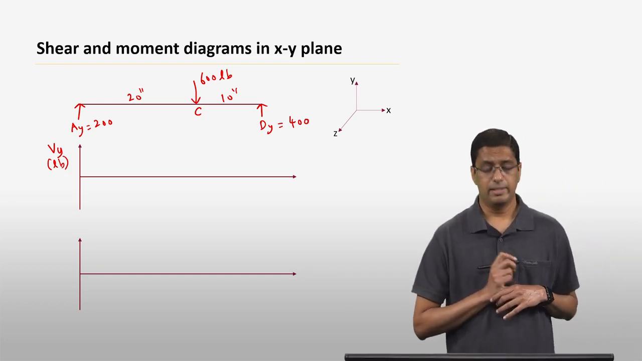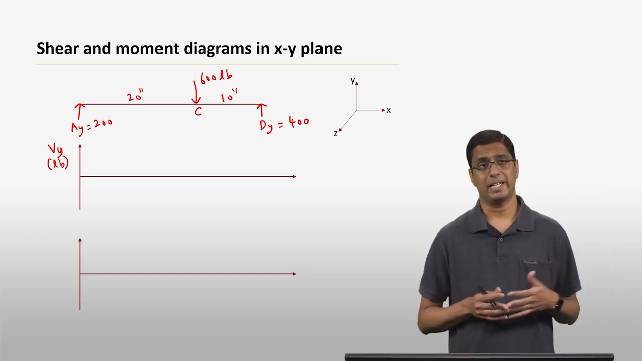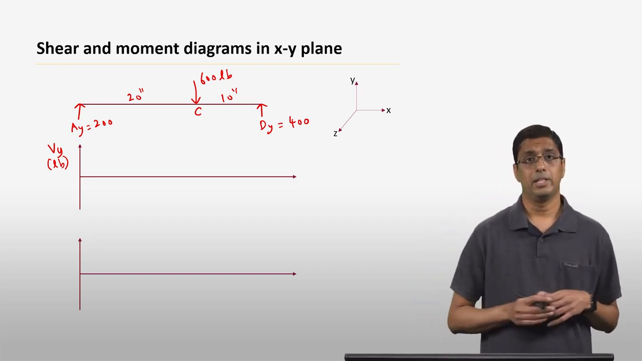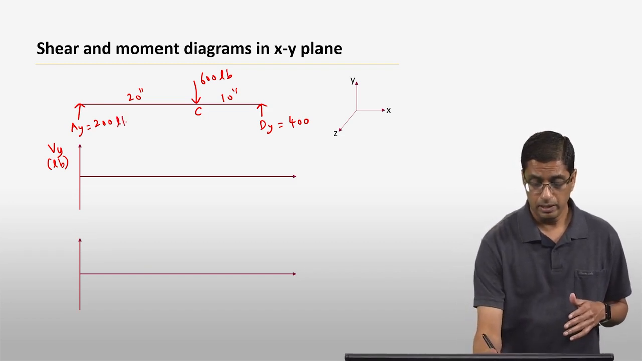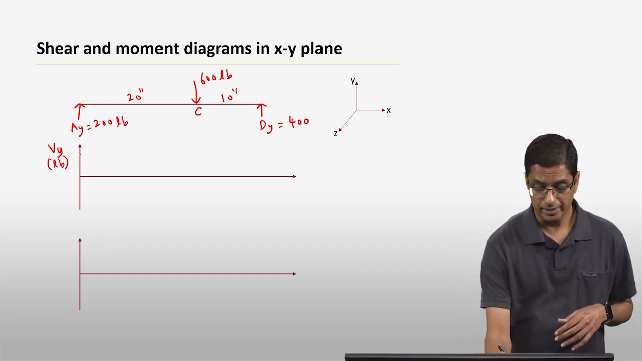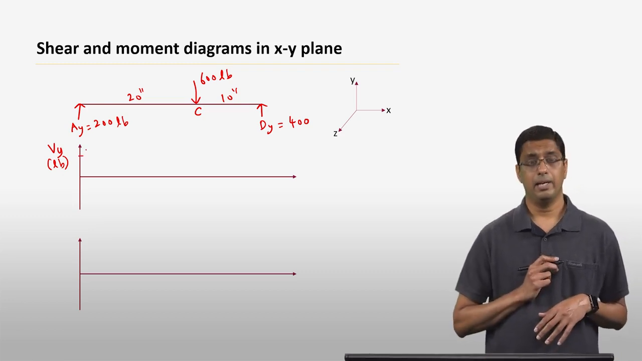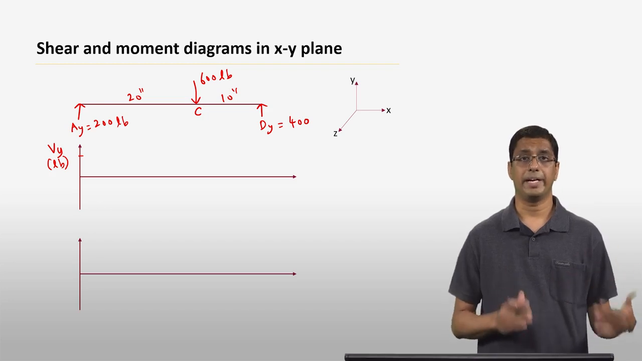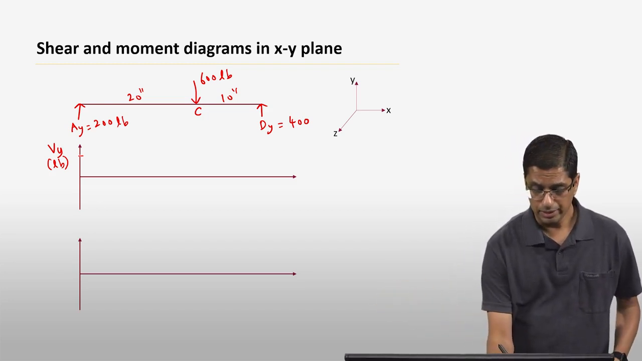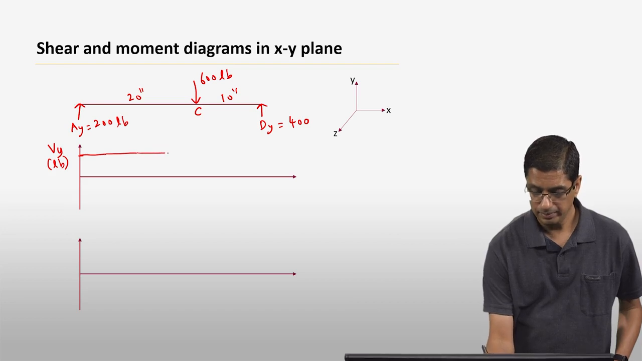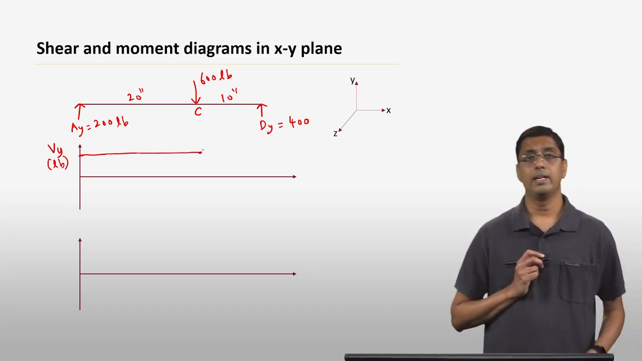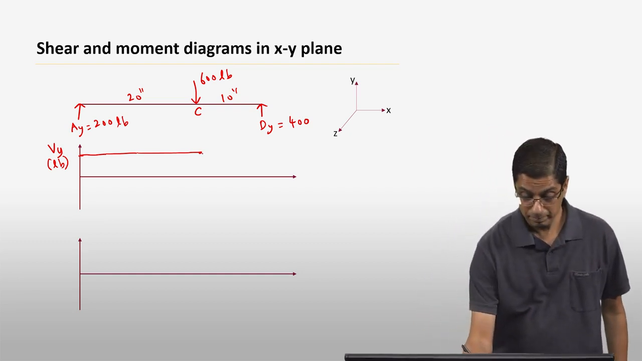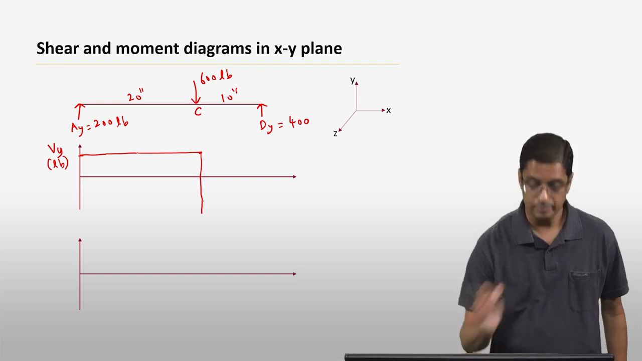And once you have the free body diagram, the way to construct the shear diagram is fairly simple. So you look at the initial point, you essentially have a 200 pound force, Ay. So essentially your Vy diagram starts at 200 pounds. And as you go along the axis, there are no external forces all the way from point A to point C. So the shear diagram is essentially going to be a straight line till point C. And at point C, you have a 600 pound force acting downwards. So there is going to be a jump of 600 pounds there.